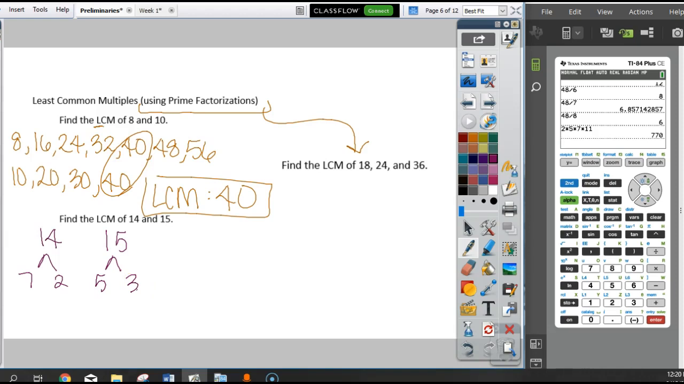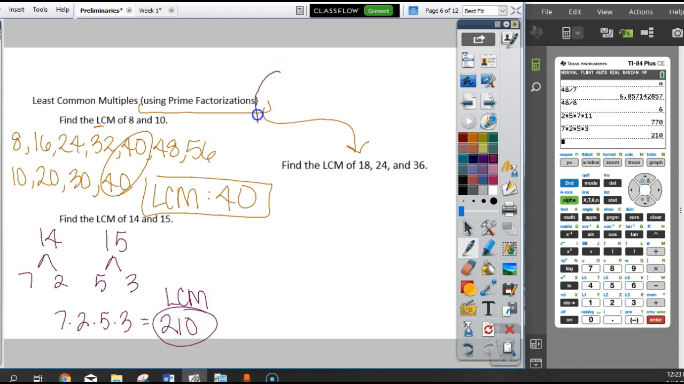So what that means is, to find a multiple that they both go into, the smallest one is going to end up being the product of all of these numbers. 7 times 2 times 5 times 3. So if we figure out what that is, which is 210, that ends up being the least common multiple. 7 times 2 times 5 times 3. So 210 would be our final answer here.